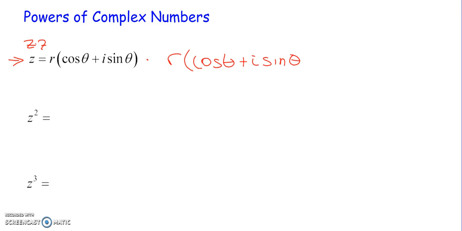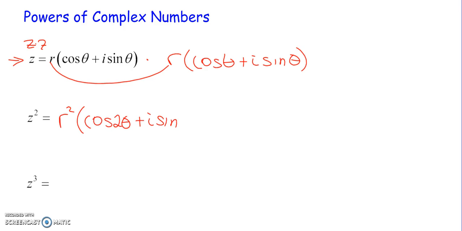Now, we did that on the last slide, except we didn't have so many variables. The idea was you multiply your r's, you add your thetas. Well, r times r is going to be r squared. Theta plus theta is going to be 2 theta. So it's relatively straightforward to raise this to the second. It means r is squared, and I've got a 2 in front of each of my thetas.